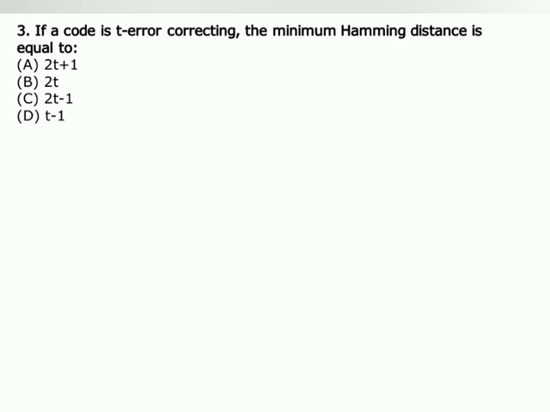Next. If a code is a t error correcting code, the minimum Hamming distance is equal to? If two code words are Hamming distance d apart, it will take d 1-bit errors to convert one into the other. Normally for detecting t errors, the minimum distance will be t. But if it is error correcting, then it is 2t plus 1. So the answer 2t plus 1 is the correct one.